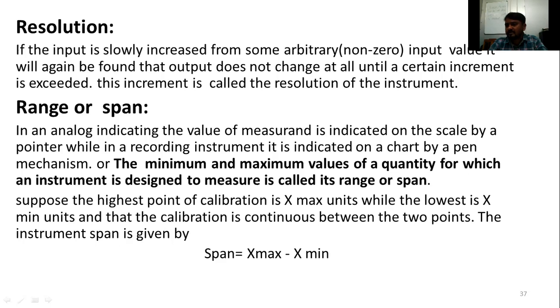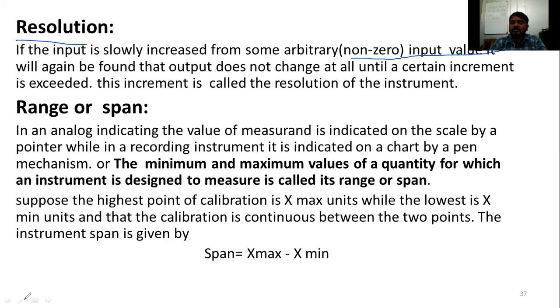Example, the diode characteristics, all of you have seen? Yes, sir. Like that. For a certain value, there is no change in the output, but the input is changing. Non-zero value, I am not talking about zero. But once a certain value is crossed, suddenly the output increases. That is called resolution. If the input is slowly increased from some arbitrary non-zero value, the output again does not change until a certain increment is exceeded. If it is exceeded, suddenly the output changes. That is called resolution.